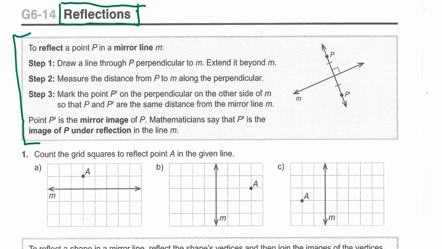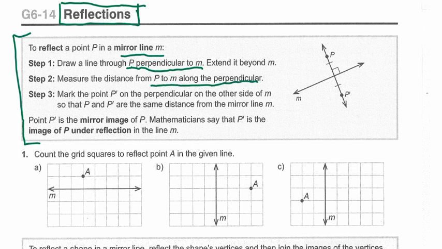And we've looked at translations already, which are slides, and this is dealing with reflections, or another word for them is a flip. So to reflect a point P in a mirror line M, draw a line through P perpendicular to M, so it needs to be at 90 degrees. Extend it beyond M and measure the distance from P to M along the perpendicular line.